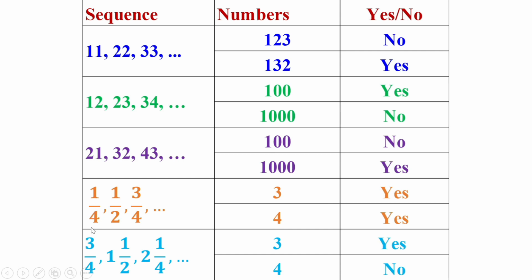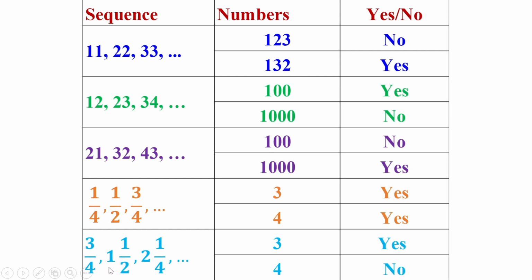Here the common difference is 1 by 4. 1 by 4 plus 1 by 4 is 1 by 2. Again adding 1 by 4, you will get 3 by 4. Again if you add 1 by 4, you will get 1. And after that 1 1 by 4, 1 1 by 2, 1 3 by 4, then 2. And after that 2 1 by 4, 2 1 by 2, 2 3 by 4, and 3. So 3 is a term. And then 3 1 by 4, 3 1 by 2, 3 3 by 4, and 4. So 4 is also a term. So you can see all natural numbers are terms of the sequence.